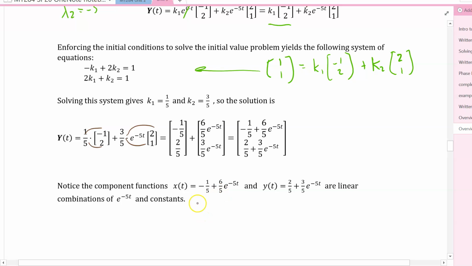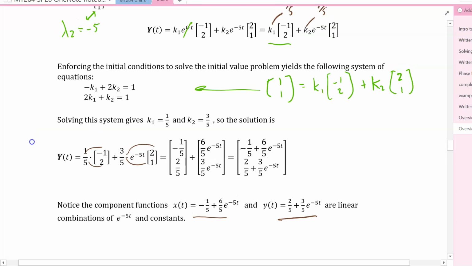We see we have x of t here and y of t here as our component functions, and notice what they are linear combinations of. They're linear combinations of only e to the negative 5t in this case, and constants. This is the first time we're seeing constant terms as part of our answer. All right, so much the same as what we've done before.